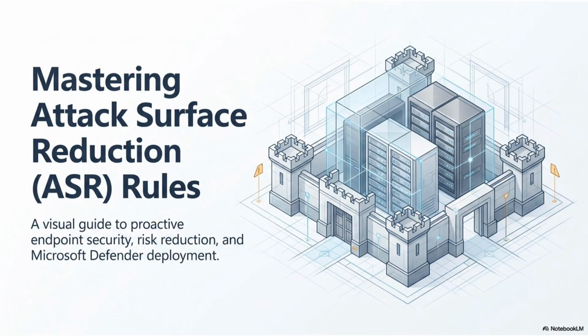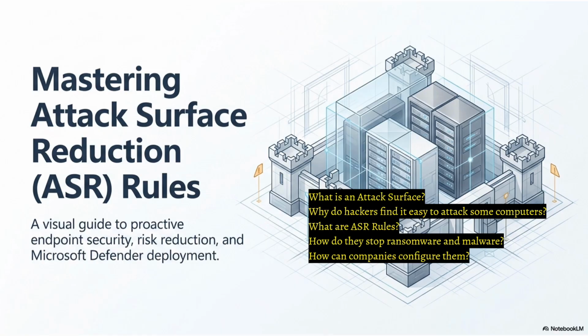In our previous video we learned about MTTD, MITRE ATT&CK and SIEM. Today we are going to learn another very important Microsoft Defender security feature called Attack Surface Reduction Rules, also known as ASR Rules. In this video we will cover what is an attack surface, why do hackers find it easy to attack some computers, what are ASR rules, how do they stop ransomware and malware, how can companies configure them?